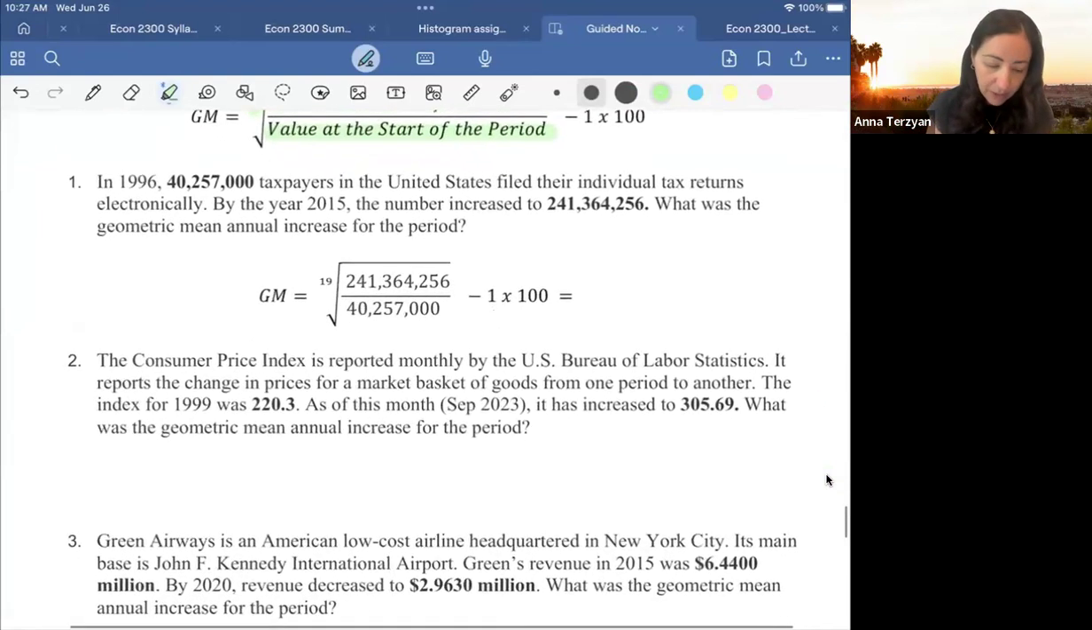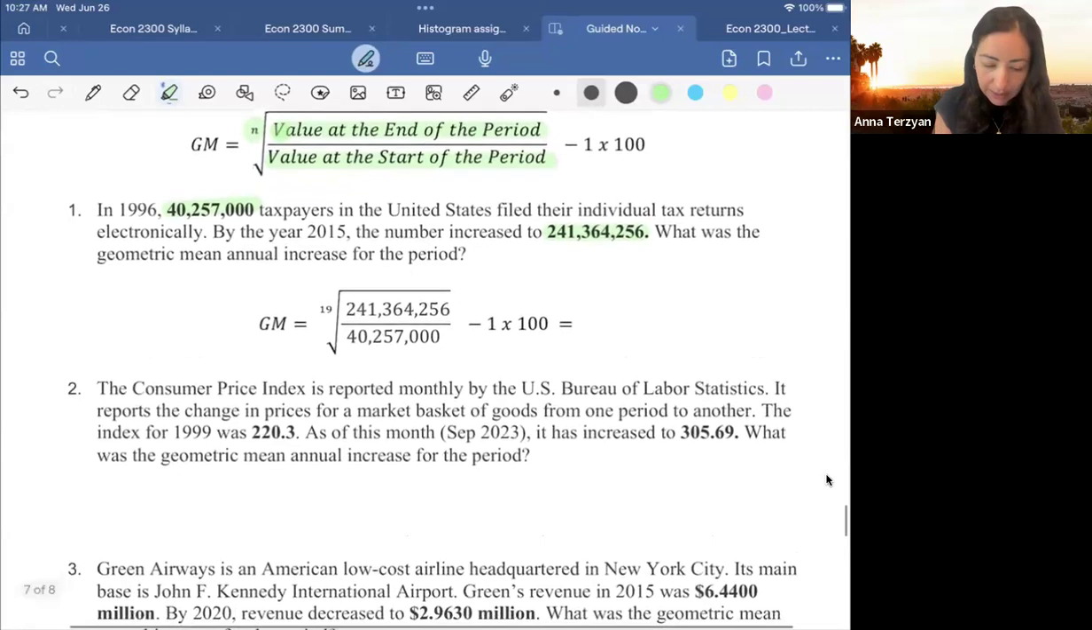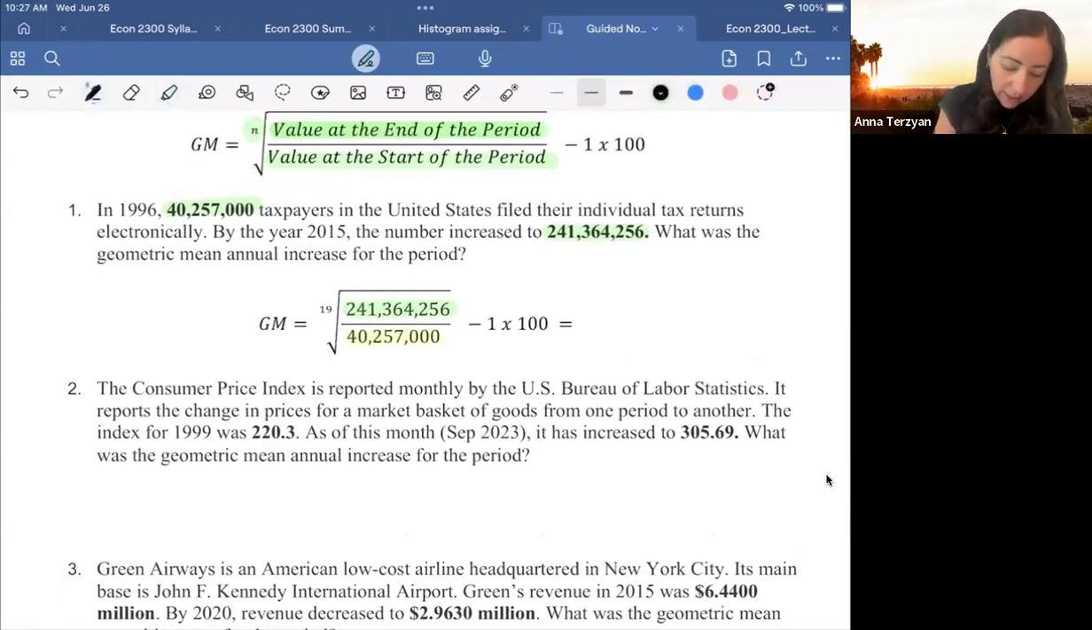So here's an example. In 1996, 40 million taxpayers in the US filed their individual tax return electronically. By 2015, the number was 241 million. What was the geometric mean annual increase? The value at the end of the period is our numerator, and the value at the start is our denominator. From 1996 to 2015, that's 19 years, so you do 2015 minus 1996. You take the 19th root, or raise it to the 1/19, minus 1, times 100. What's the annual growth of people that do their taxes electronically?